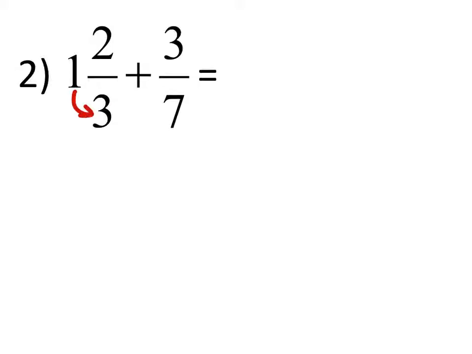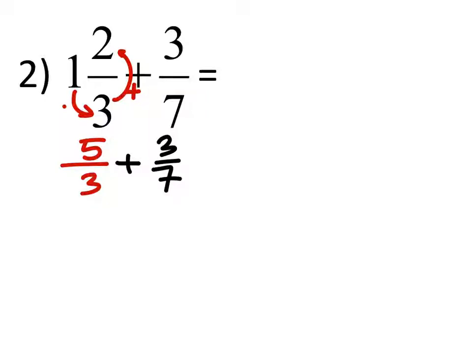So I'm going to change 1 2/3 into an improper fraction, multiply and then add, right? 1 times 3 is 3, plus 2 is 5. 5/3 plus 3/7. So now we're looking at a problem similar to the one from the last section. We have two fractions that do not have common denominators, so we need to make them common denominators by multiplying these by the other denominator. So 7 times 3, 3 times 3, 5 times 7, 7 times 3.